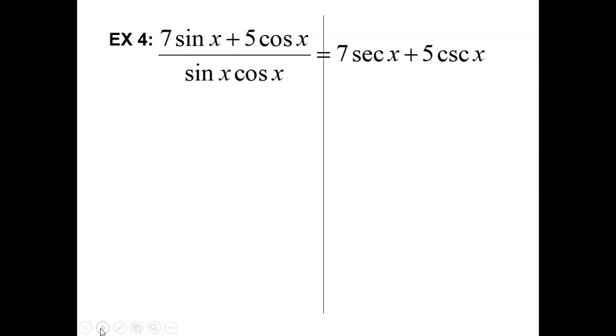Don't panic. I will tell you, I think this one's easier than the last one. I think it's easier than the last one. But this type of problem can induce panic. It looks terrible.